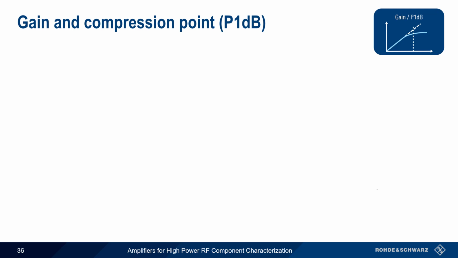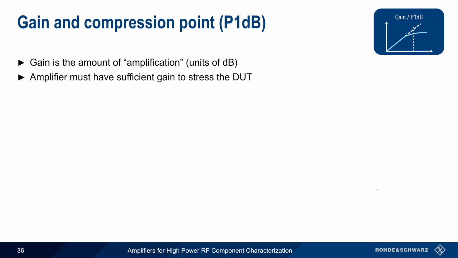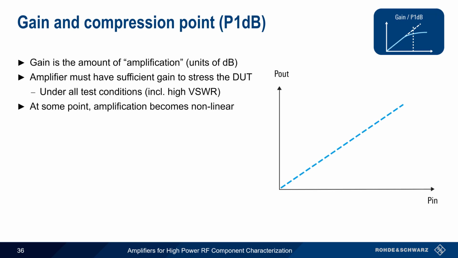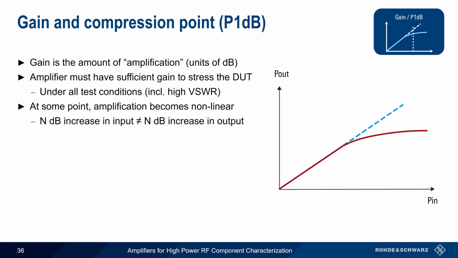Another defining characteristic of an amplifier is its gain and compression point. Gain is the amount of amplification provided by the amplifier and is usually expressed in units of dB. Although the amount of gain needed will vary depending on the test scenario and the component under test, it's important that the amplifier have sufficient gain to stress the DUT under all test conditions, including cases where high VSWR is present. Although amplifiers normally have a linear gain, at some input power level, all amplifiers no longer have a linear output. That is, the output no longer increases by n dB when the input increases by n dB. This situation is referred to as compression.